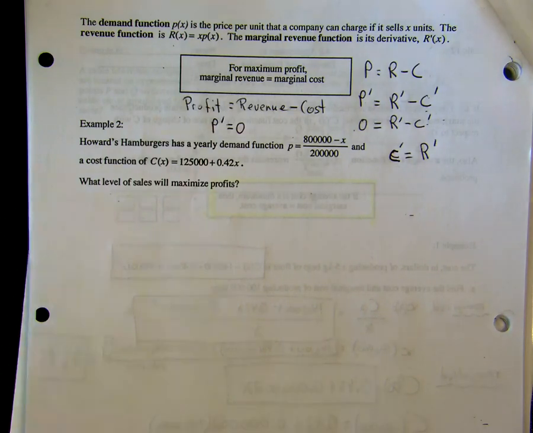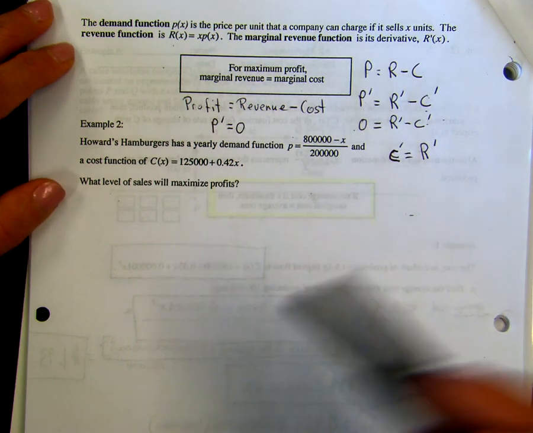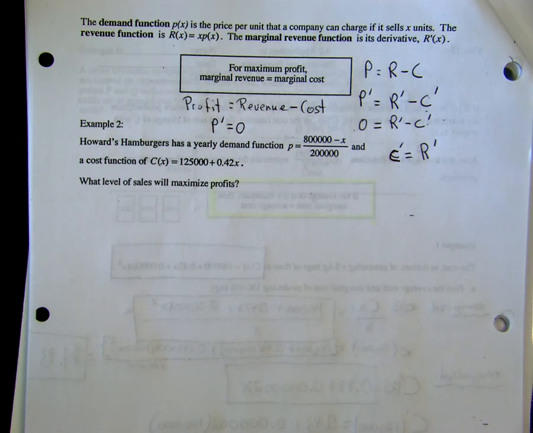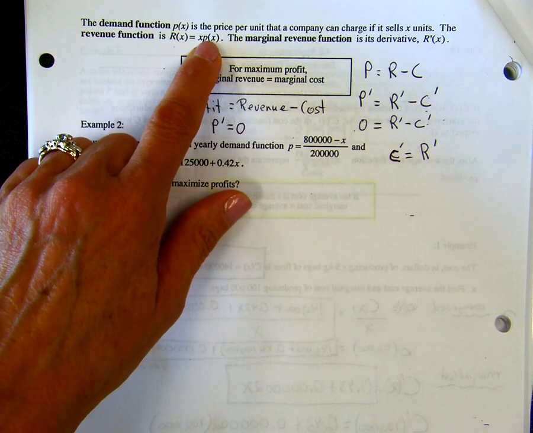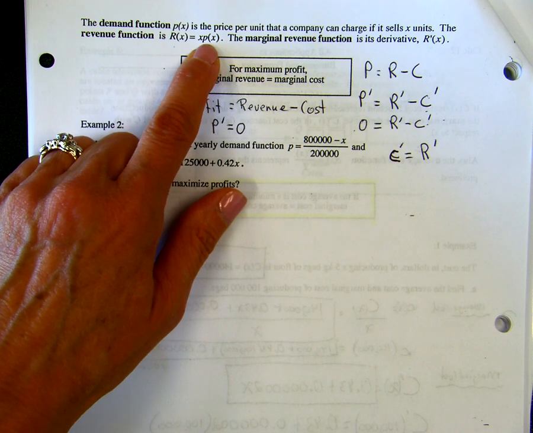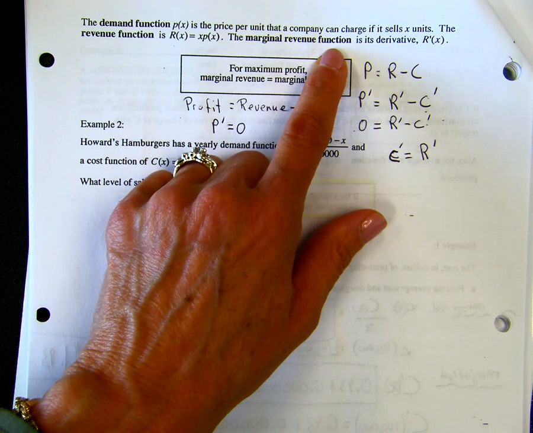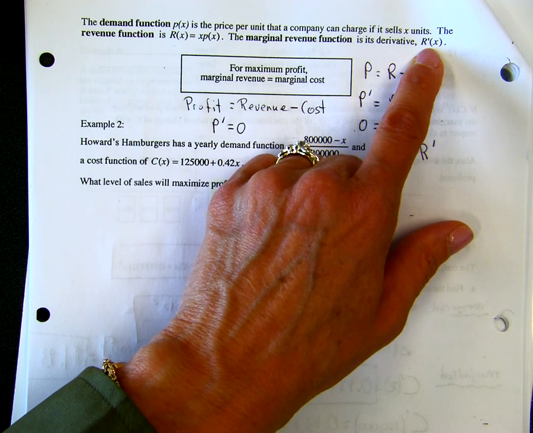Okay, so I'm going to start again from the beginning and work through this example. The demand function, P of X, is the price per unit that a company can charge if it sells X units. The revenue function, R of X, is X times P of X. That is, we take the number sold and we multiply it by the price. Our marginal revenue is the derivative of our revenue function.